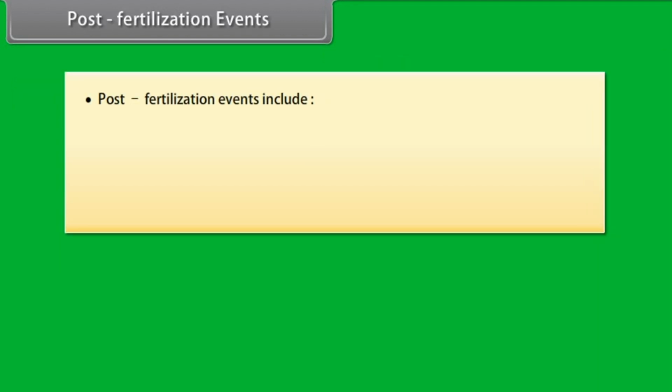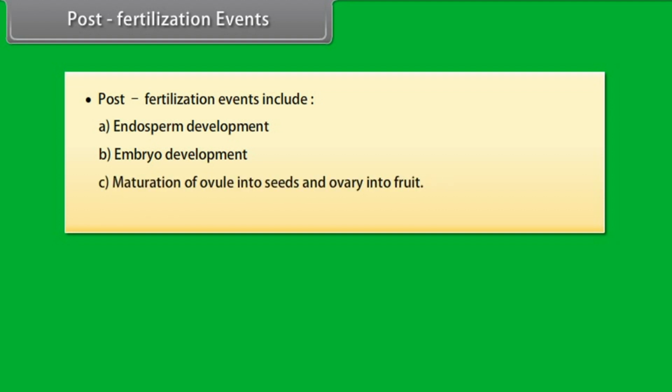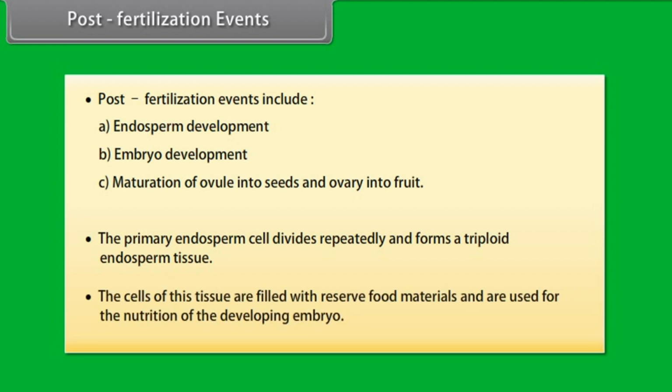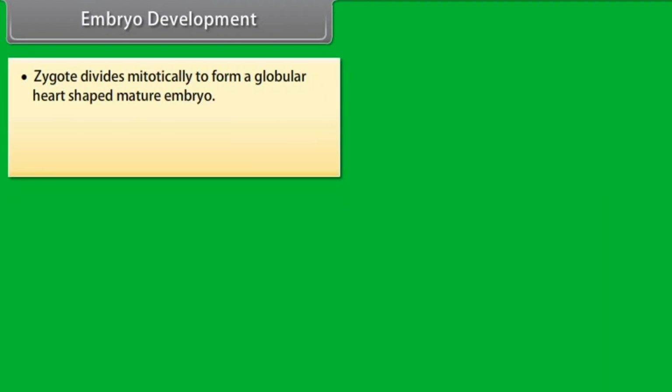Post-fertilization events. Post-fertilization events include A. Endosperm development, B. Embryo development, C. Maturation of ovule into seeds and ovary into fruit. The primary endosperm cell divides repeatedly and forms a triploid endosperm tissue. The cells of this tissue are filled with reserve food materials and are used for the nutrition of the developing embryo. Embryo development: zygote divides mitotically to form a globular, heart-shaped mature embryo.